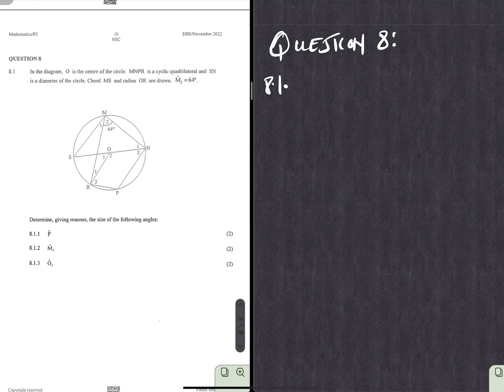Okay, so angle M2 is given as 64 degrees. Determine, giving reasons, the size of the following angles. So they want angle P, but they told us that M and P are in a cyclic quad. So you can say that angle M2 plus angle P should give you 180 degrees. And you must give a reason for this one.